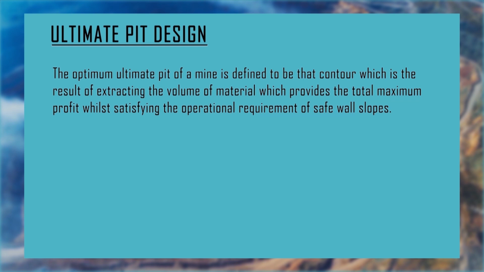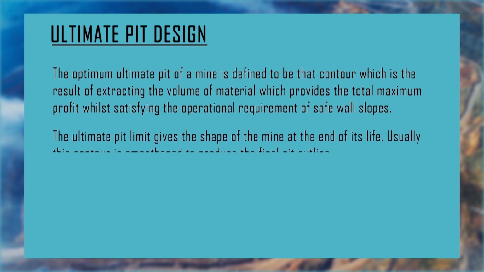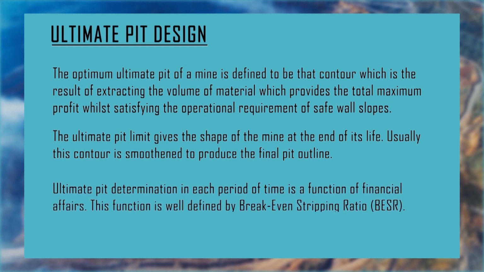The optimum ultimate pit of a mine is defined as that contour which is the result of extraction of the volume of material which provides total maximum profit whilst satisfying the operational requirements of safe slopes. The ultimate pit gives the shape of the mine at the end of its life. Usually the contour is smoothened to produce the final pit outline. Ultimate pit determination in each period of time is a function of financial affairs. This function is well defined by break even stripping ratio.